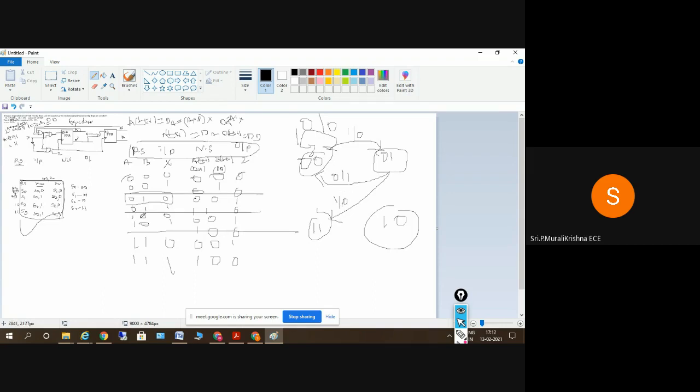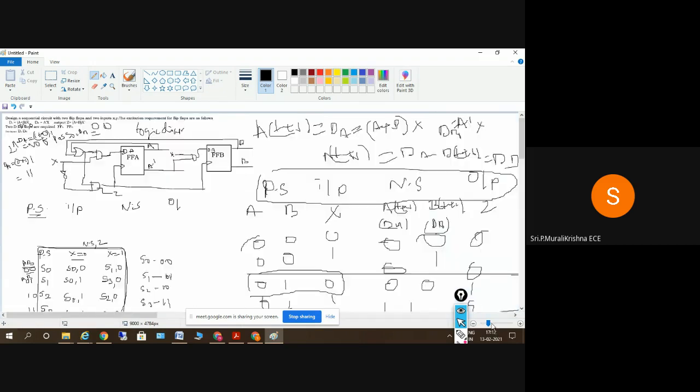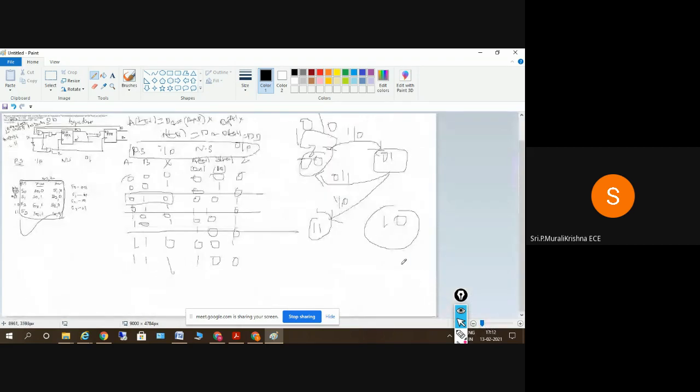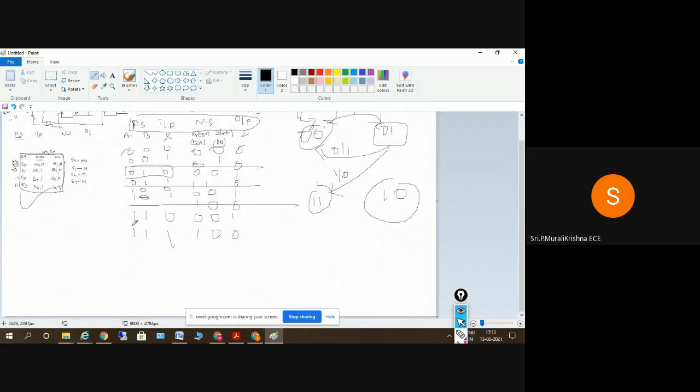And if it is 1 0, and if it is 1 0, input is 0, it will go to state 0 0, output is equal to 1. 1 0, if the input is equal to 1, it will go to the state 1 0, so it remains in the same state. If the input is 1 and output is equal to 0.